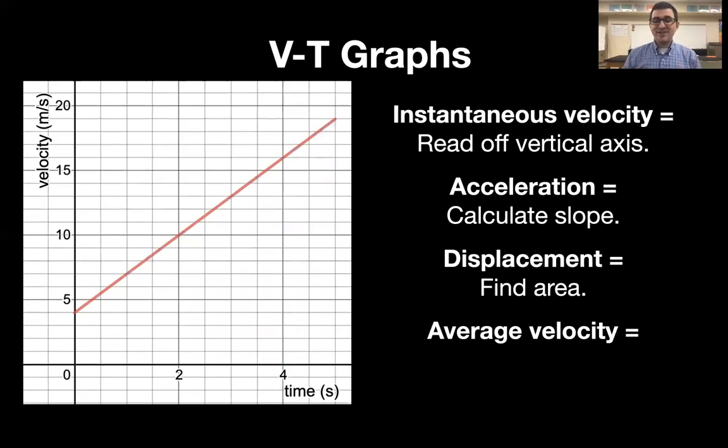And last but not least, if I ask you to find the average velocity, we are going to use the same average velocity formula that we figured out in unit 2, which is the average velocity is the change in position over the change in time.